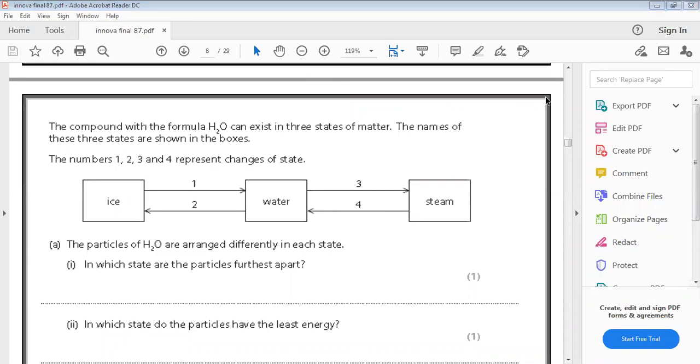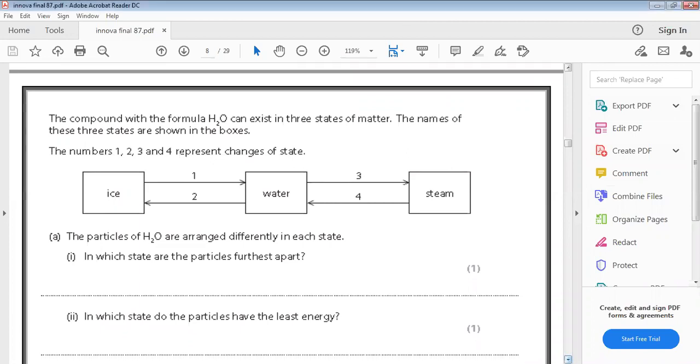In which state are the particles furthest apart? You have here the three states: ice, water, and steam. In which state? Steam? Yes. Okay, you can write steam or gas.